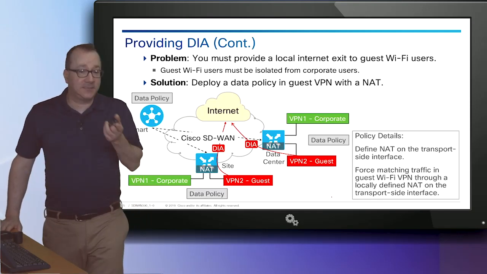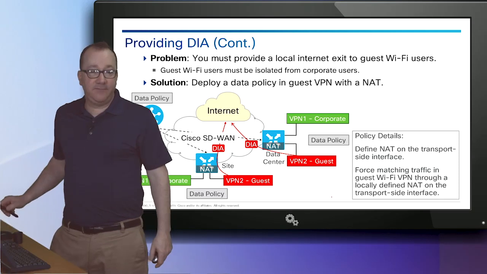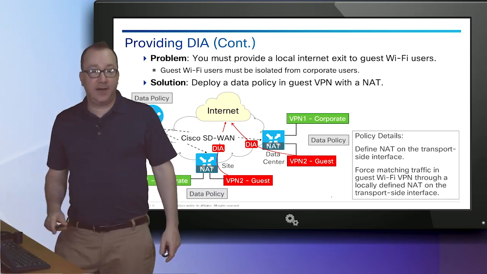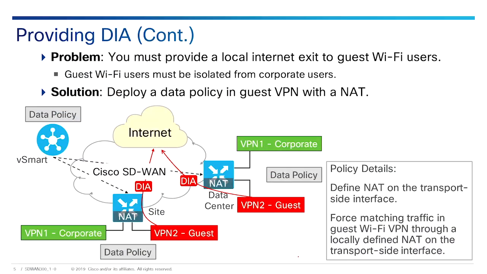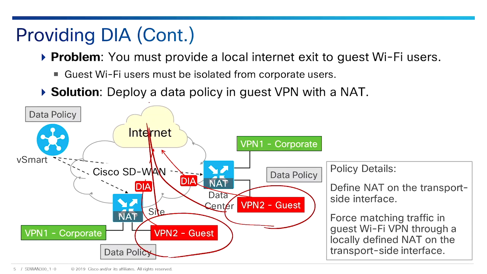In the first example, the local guest network in VPN 2 should get direct Internet access with NAT functionality. These guest sites should go straight to the Internet. To achieve this, NAT is configured on the transport side and traffic is sent through this NAT. So we'll set up NAT specifically on these local Internet connections.